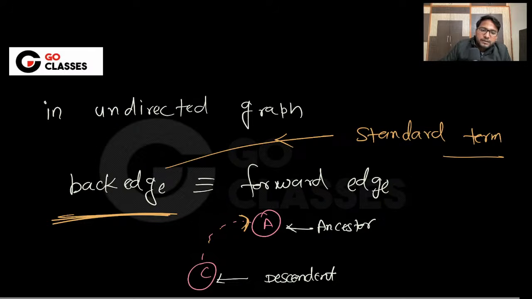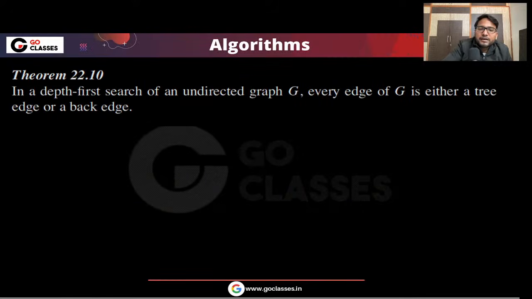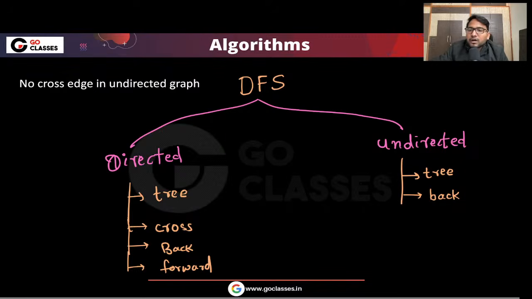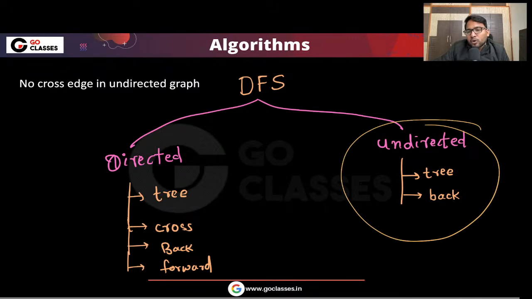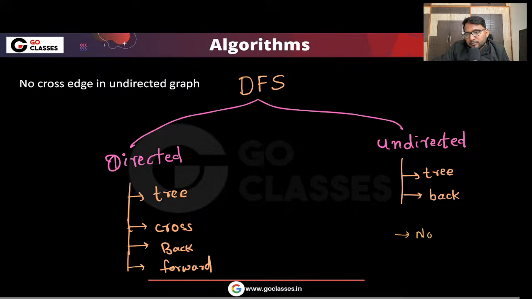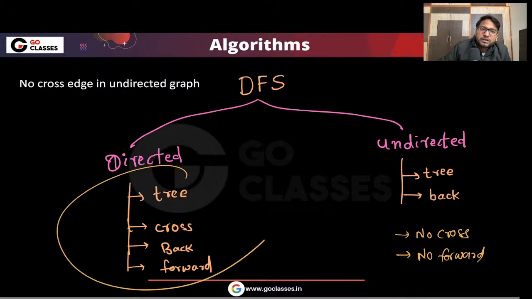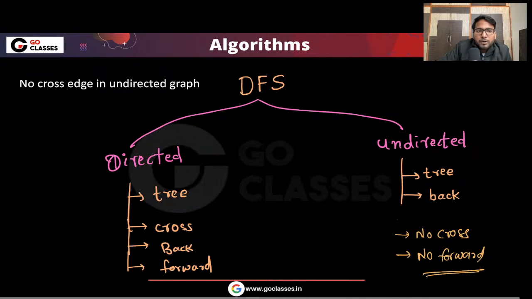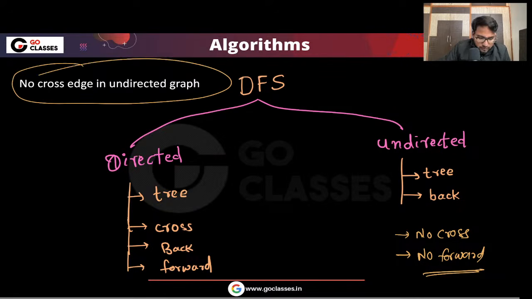So basically you can say that in the undirected graph, there are only tree and back edges. There is no cross edge. There is no forward edge. Obviously, in the directed graph you have everything, but most importantly, no cross edge in the undirected graph. This is important.